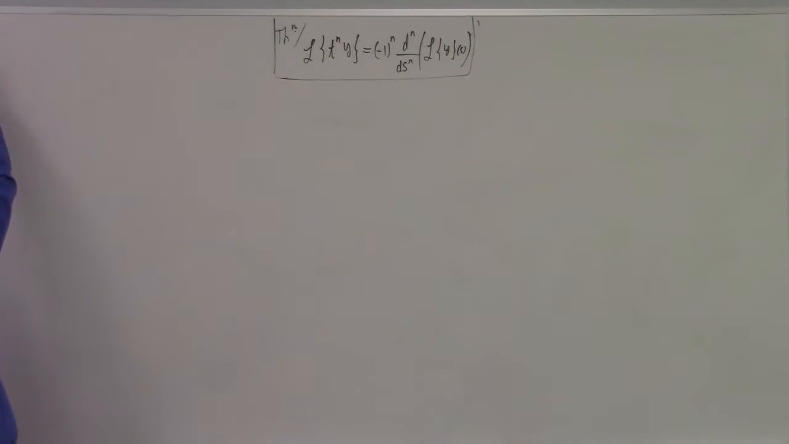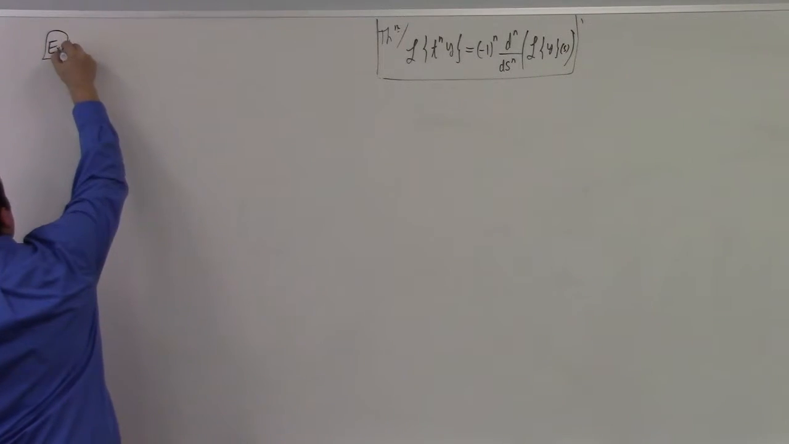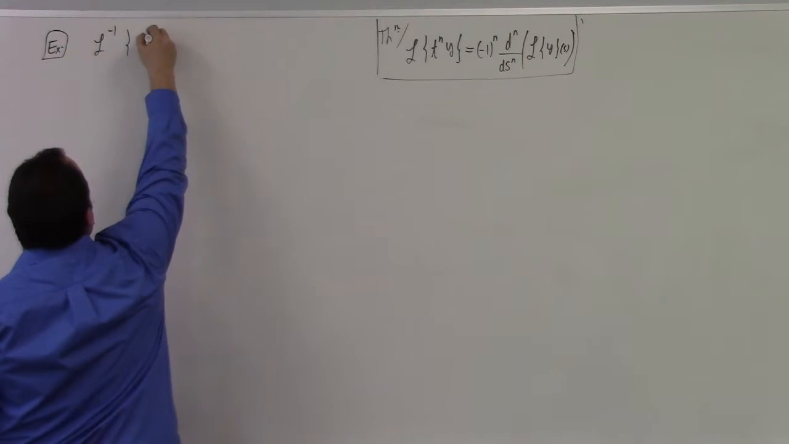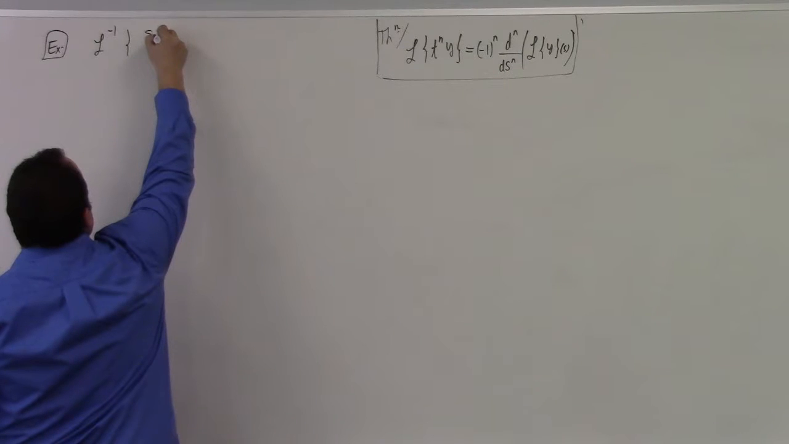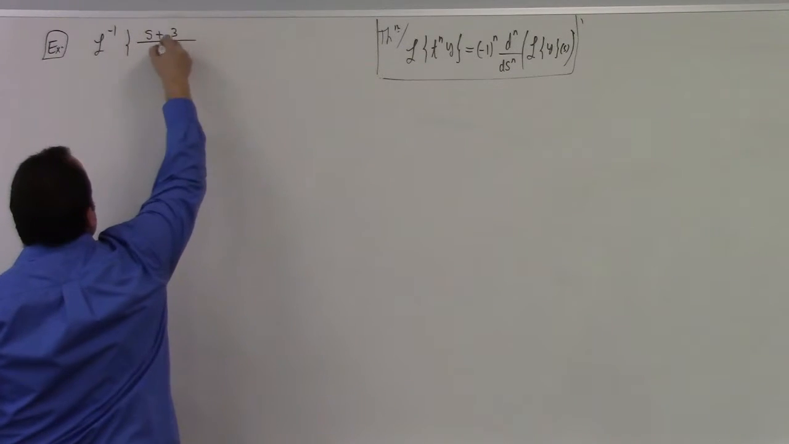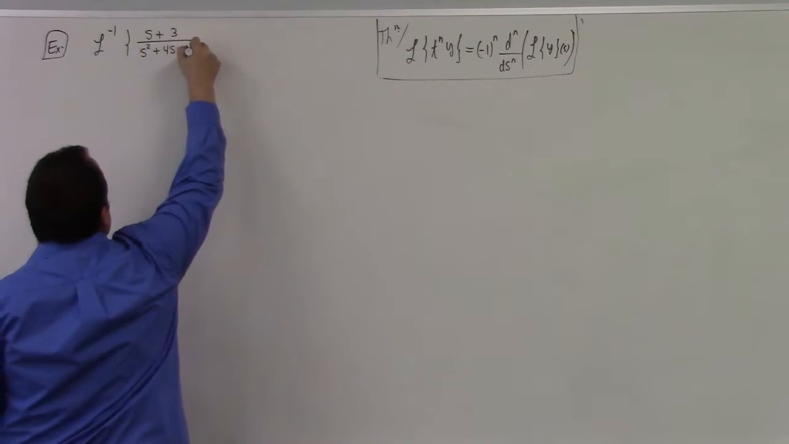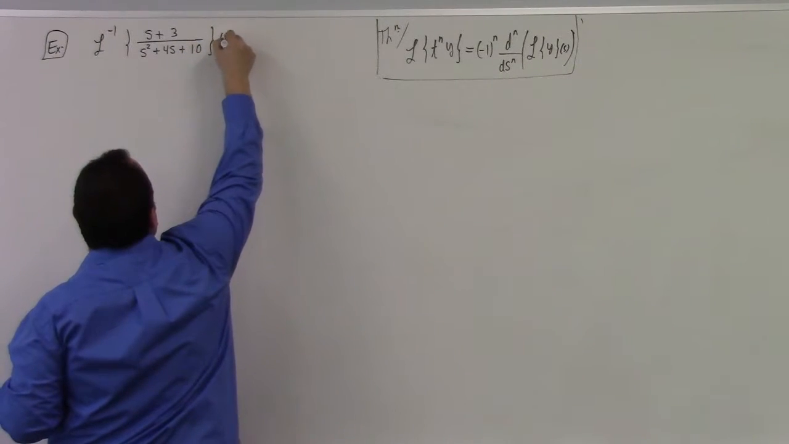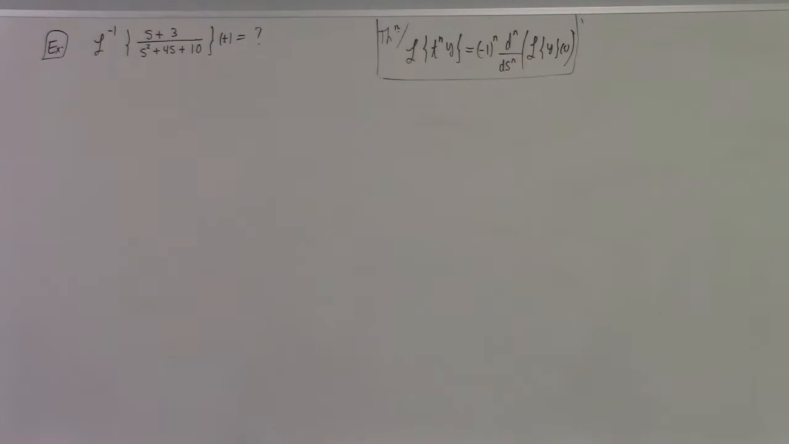Another example. Let's calculate the inverse Laplace transform of something. How about s plus 3 over s squared plus 4s plus, let's say, 10. How would we do this?